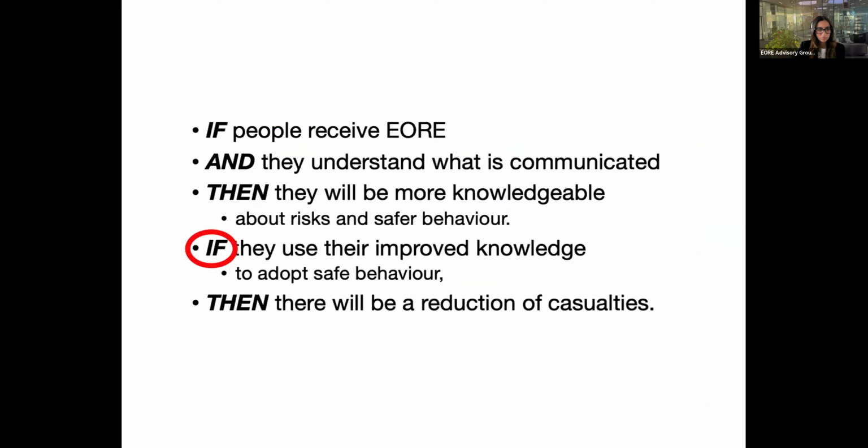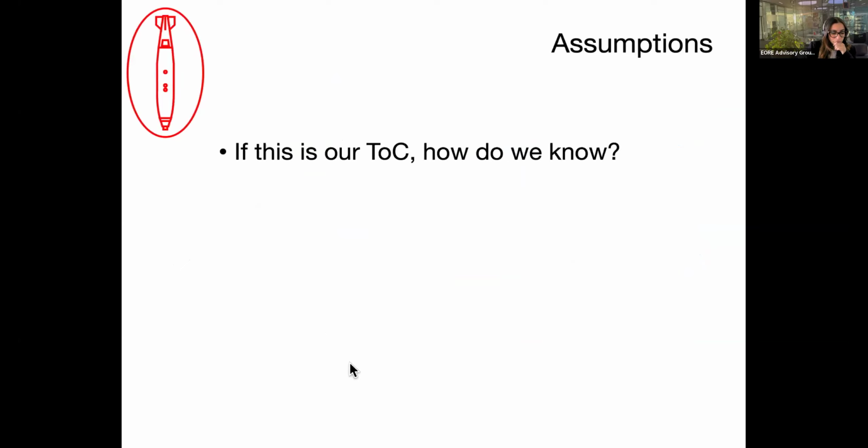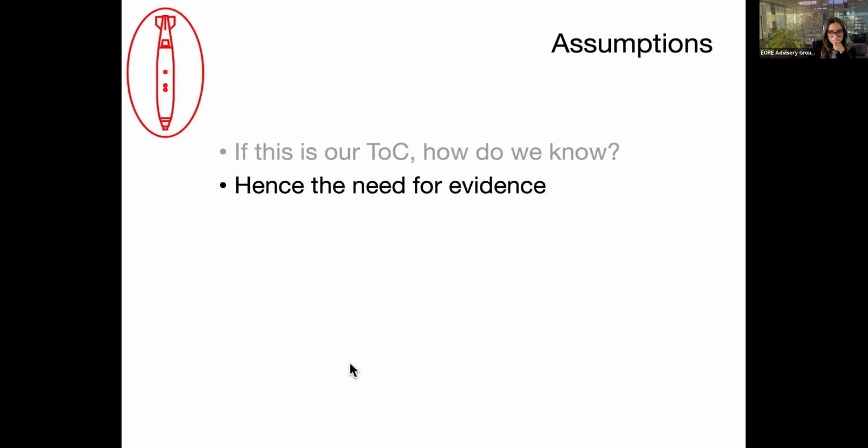So the key question is, we talked before about whether we are delivering knowledge. Now we have to consider whether they are using that knowledge or not. There are some assumptions in this. If this is our theory of change, how do we know what's going on? Well, that's why we need evidence.